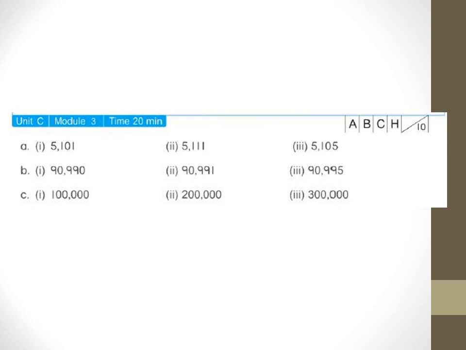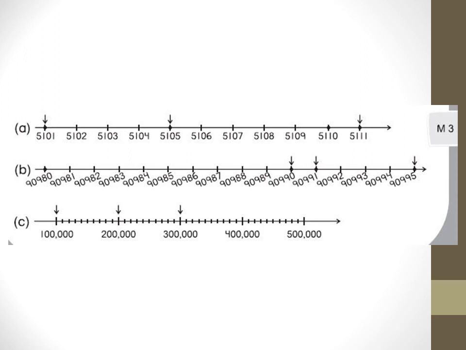So in this module there are 3 questions. In question number A, you have to represent 5101, 5111, 5105 on a number line. Likewise, you have to represent 3 numbers in one number line. There are 3 questions. Pause the video for 20 minutes, draw the number line from any convenient point that will be helpful to you and mark the numbers. Now I am showing you the answers. So these are the answers.